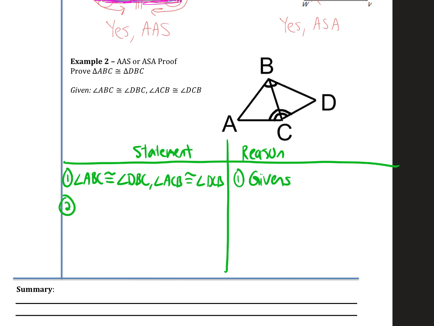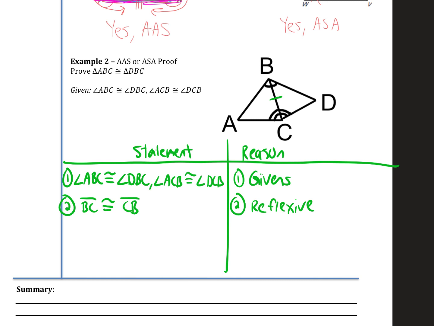Are there any reflexive or vertical angles here? There are. Do we have any shared sides or vertical angles? We have a shared side right in the middle here. So I'm going to say that side BC in one direction is going to go the opposite direction, is congruent to CB. And the reason for that is reflexive property, shared side.